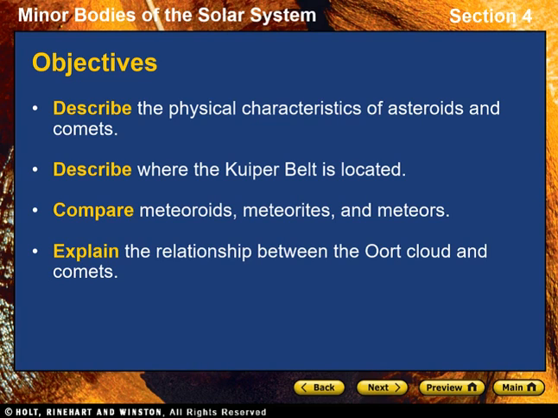This section and its 4 objectives will be covered in 2 parts. At the end of this Part 2 video, you should be able to fully describe the characteristics of asteroids and comets, describe where the Kuiper Belt is located, compare meteoroids, meteorites, and meteors, and explain the relationship between the Oort Cloud and comets.